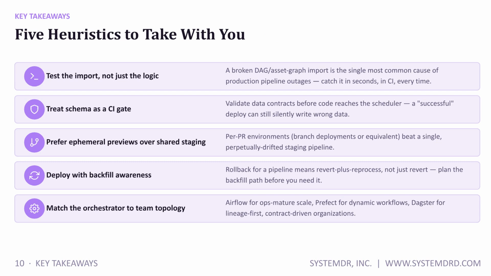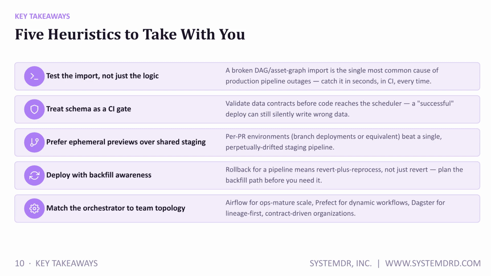1. Test the graph import, not just the task logic. A broken DAG or asset graph import is the single most common cause of production pipeline outages, and it's the cheapest thing you can catch, seconds, in CI every single time. 2. Treat schema as a CI gate. Validate data contracts before code ever reaches the scheduler, because a successful-looking deploy can still be silently writing wrong data.